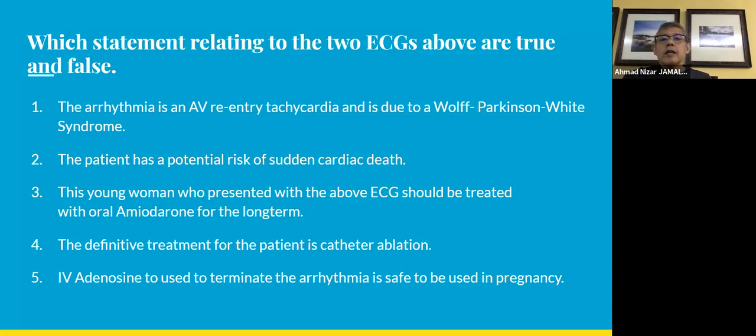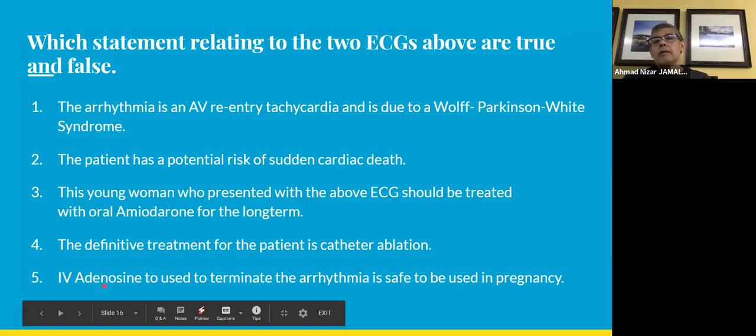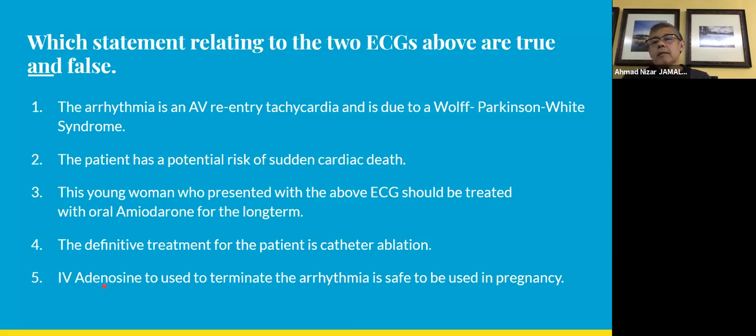Number 5, IV adenosine used to terminate the arrhythmia is safe to be used in pregnancy. That is true because, firstly, adenosine is a naturally occurring substance. It is rapidly metabolized by the RBCs, and the half-life is only 6 to 8 seconds, so it doesn't have any long-term problems.